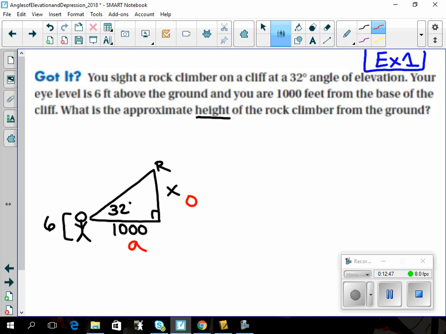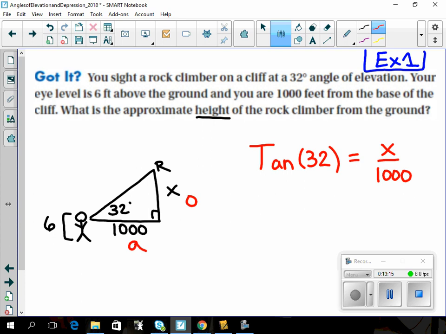Now, am I going to use inverse trig or regular trig? Because I have the angle, right? I don't need to find the angle. So that's not inverse, that's just regular old trig. Which trig function using SOHCAHTOA am I going to use? Tangent, perfect. So tangent of, put my angle in there, good, is equal to, and we have a fraction here. What do you think? X over 1,000, perfect.